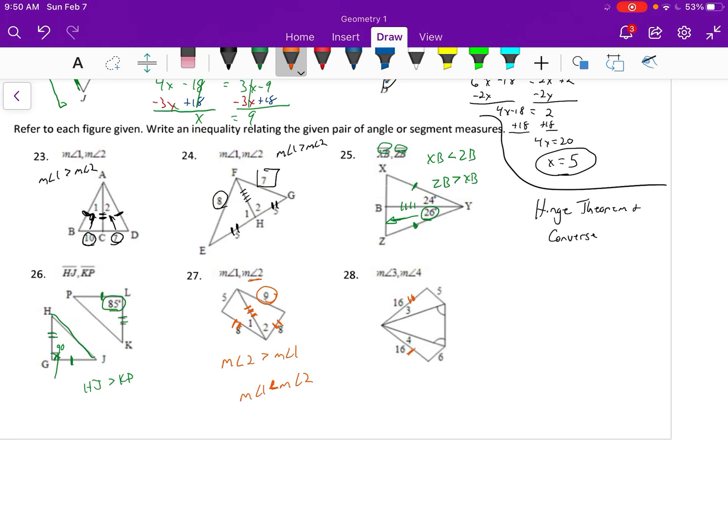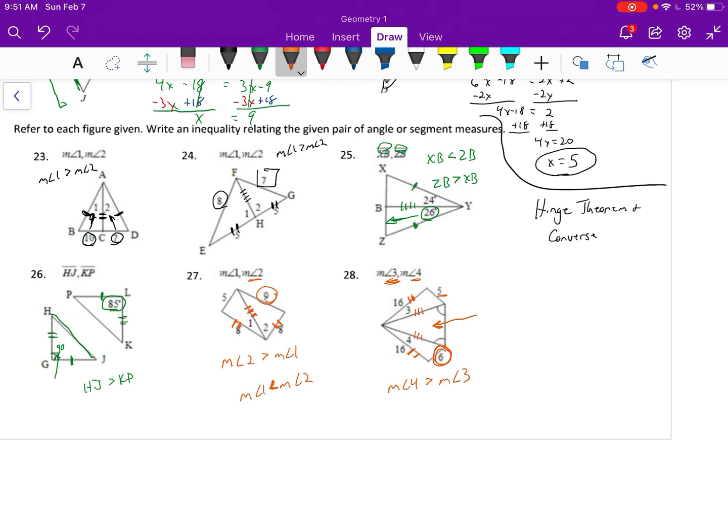And then the last one. 16 is congruent to 16. Interesting. This is an isosceles triangle here in the middle because the base angles are equal. So this segment's congruent to this one. We had to think a little bit more there. Still works out. And then we see, this is a little bit confusing, but these are measures here, 3 and 4. So 6 is bigger than 5, which means measure of angle 4 is greater than the measure of angle 3.